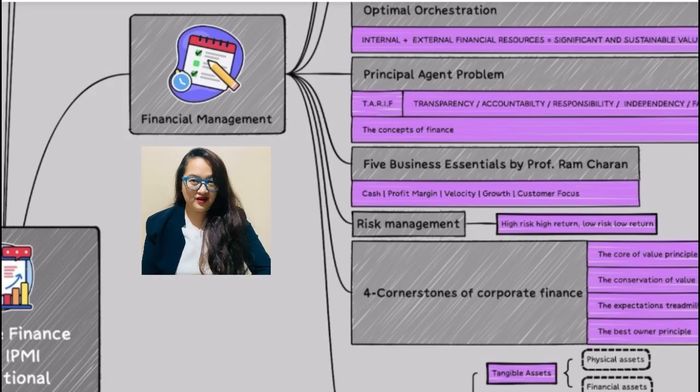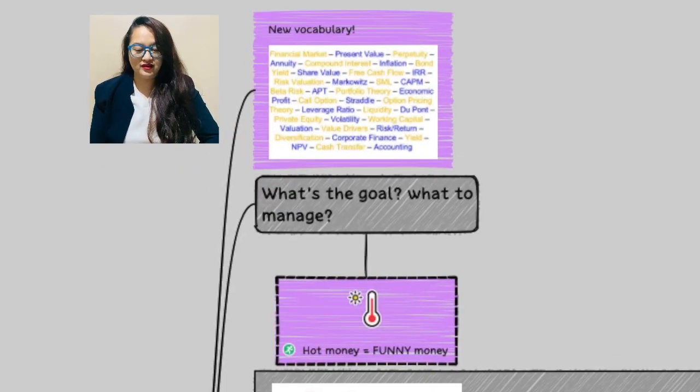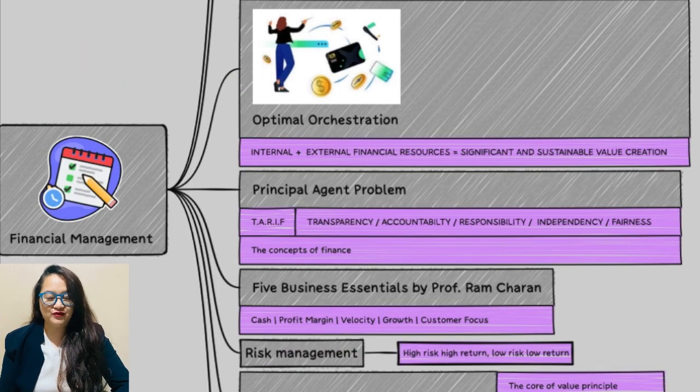The first category that I want to show you is the financial management. We start with the new vocabularies and then the goal and what to manage. We know that hot money equals funny money. And then we move on to optimal orchestration. See here there's a conductor, but not conducting the orchestra, but conducting the finance.